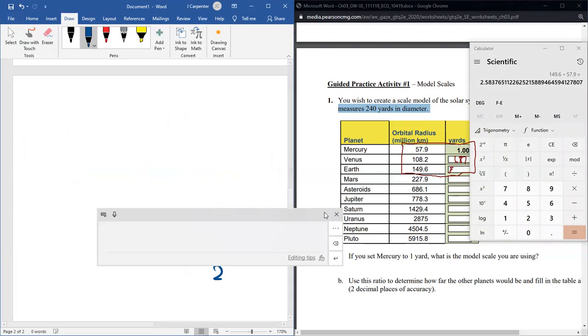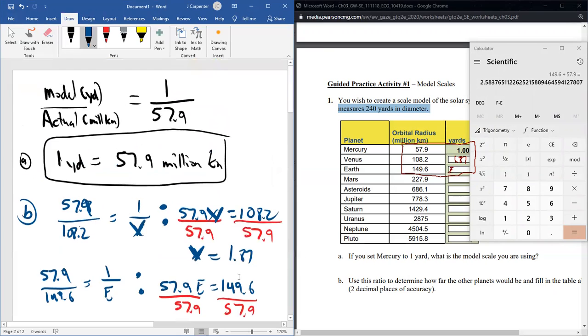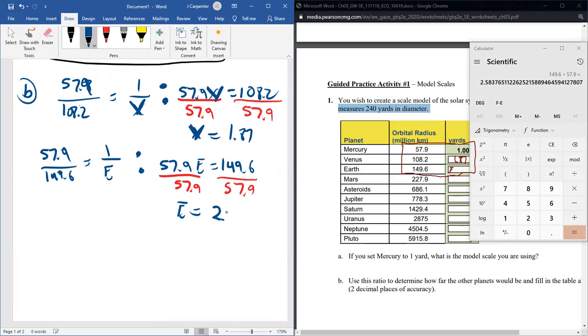What the heck? That didn't make sense. 2.58. I'm actually learning why that happens.